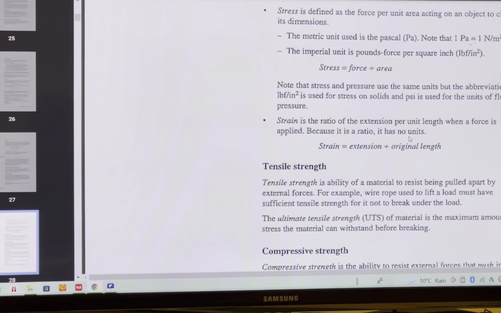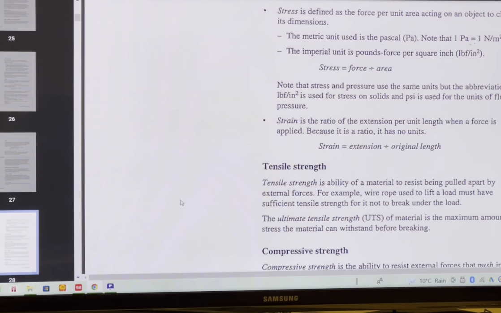Remember, if I ask you a question: does strain have units or no units? A, units. B, no units. C, both of them. D, could be all of the above. Often they give you fill-in questions like this. Strain is the ratio of the extension per unit length when a force is applied. Because extension, for example, uses inches and original length uses inches, inch divided by inch means it has no unit.